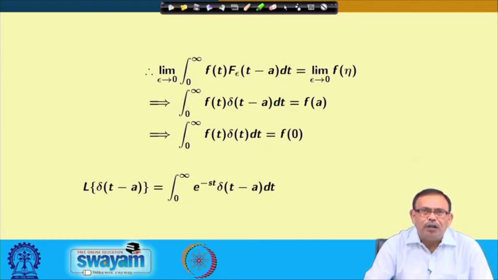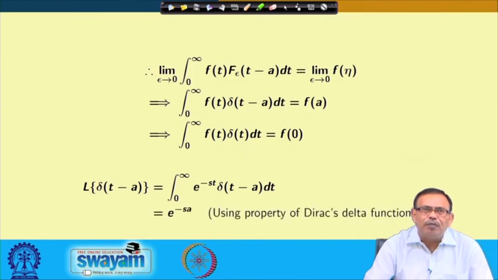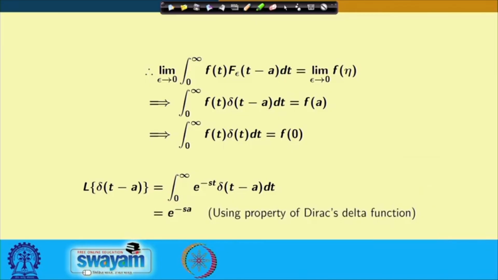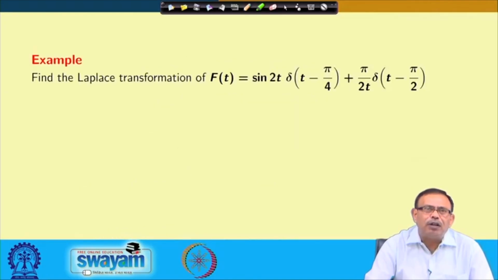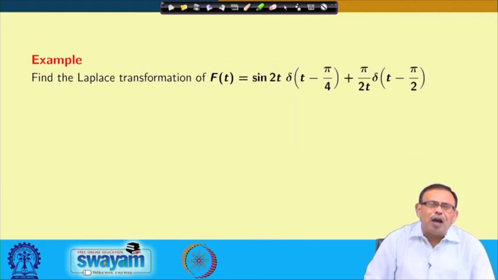And the Laplace transform of delta(t minus a) equals the integral from 0 to infinity of e to the power minus st into delta(t minus a), and from here, again using the property, I can say that this equals e to the power minus sa. So the Laplace transform of delta(t) equals 1, by substituting the value a equals 0. As I told you, this is the Laplace transform of the Dirac delta function. Now, let us see the application.